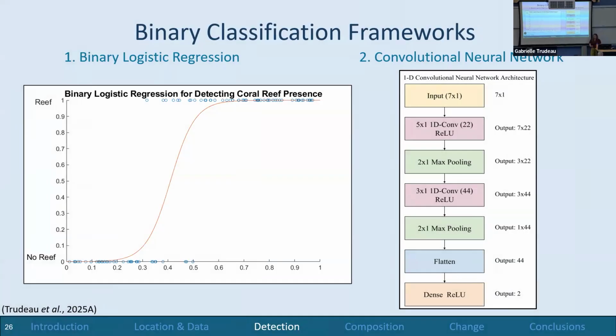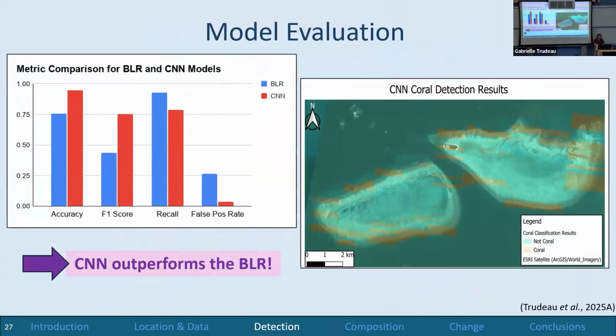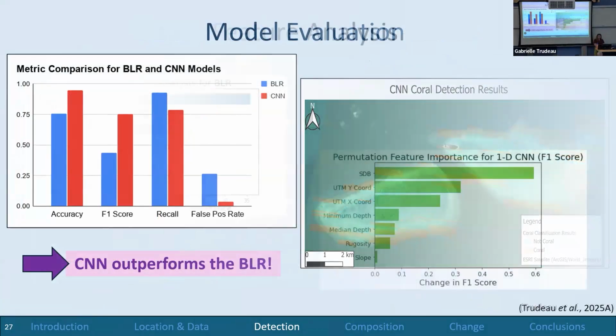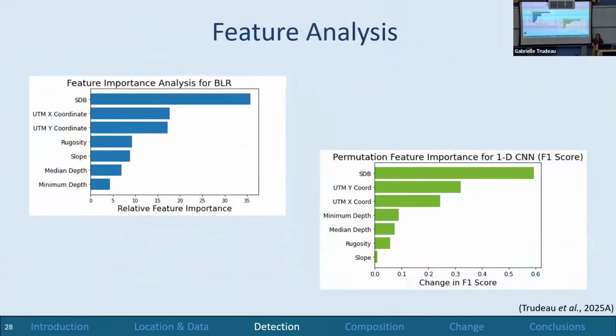Cool. Is this the slide? The other one that has the slope, rugosity, like the one that has the CNN and the other. The results? We go one more. Correct. Okay, cool.